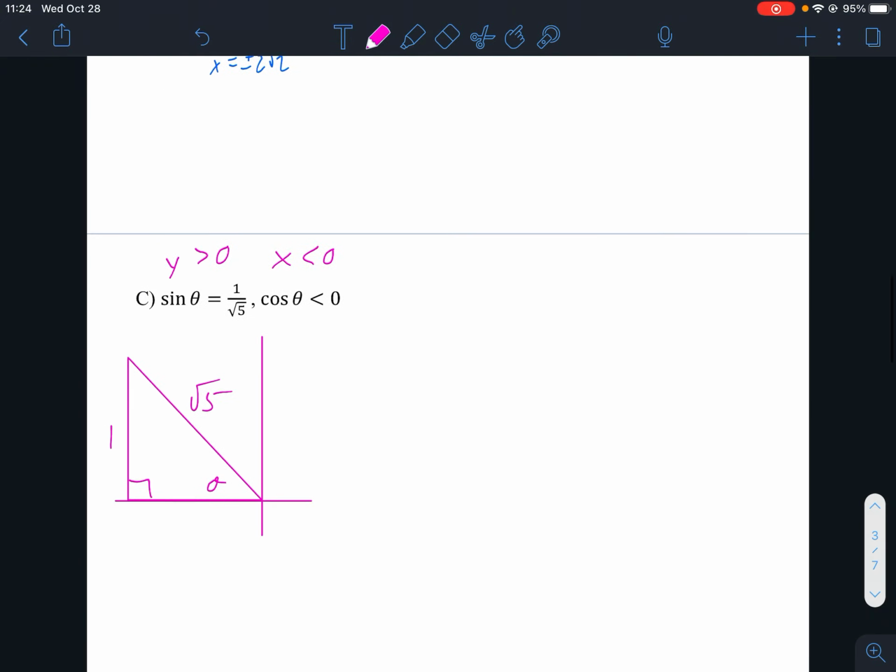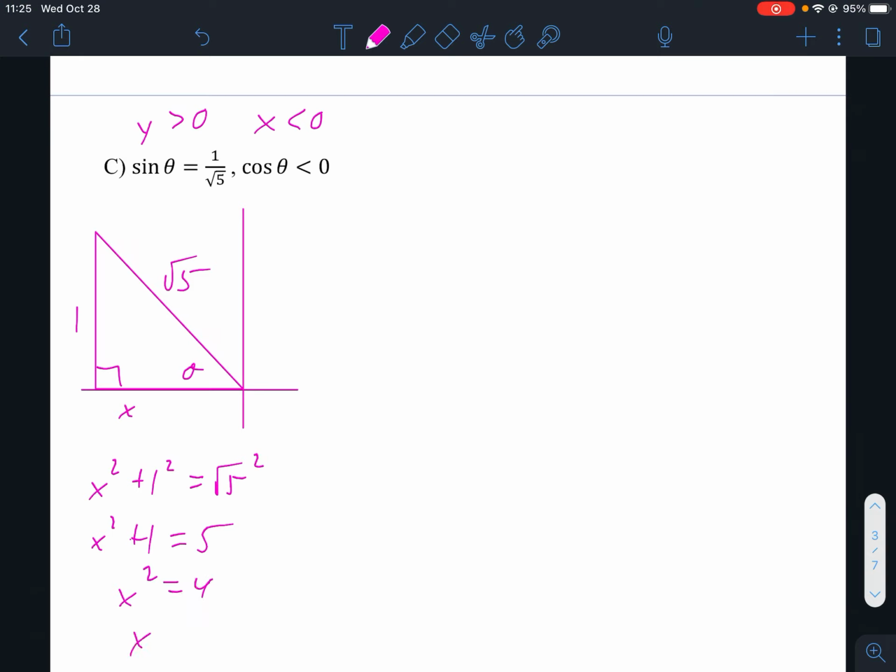So x squared plus 1 squared equals root 5 squared. Remember, root 5 squared is just 5. So x equals positive or negative 2. Again, since we're in the second quadrant, x is negative.